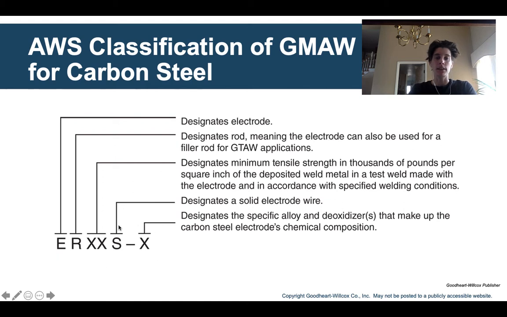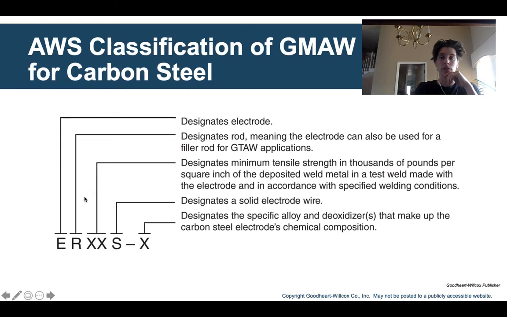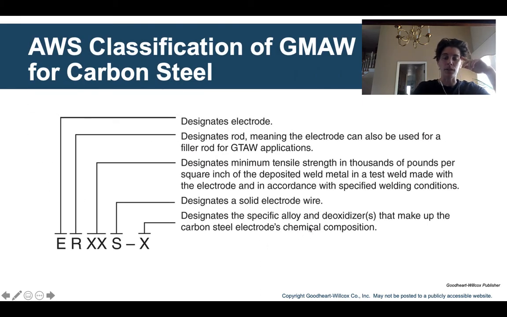And then the dash and the X here, that's the specific alloy and any deoxidizers that make up the chemical composition of that particular electrode. So ER something, S dash something. The one that we use the most is the ER70S-6 electrode. Rod, 70 thousand pounds per square inch. And then S is for solid, and 6 is going to tell you the specific alloy and any deoxidizers that are in that particular electrode metal.